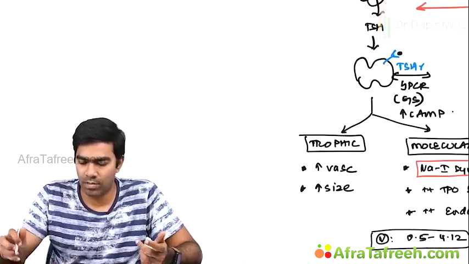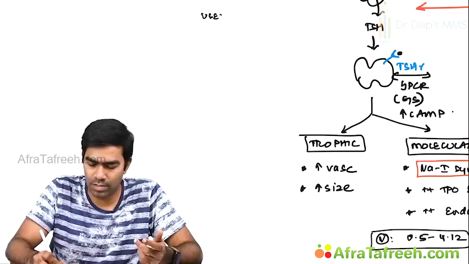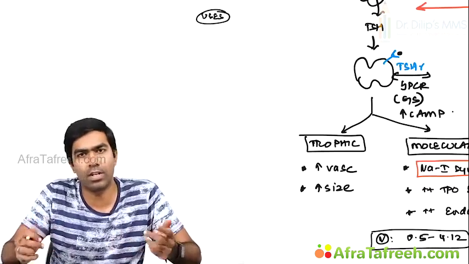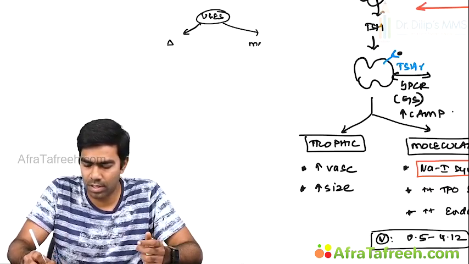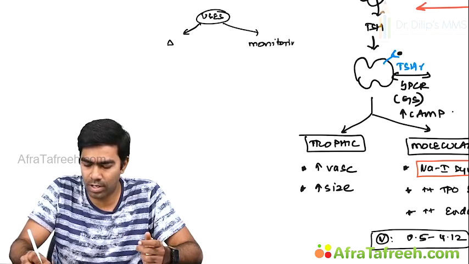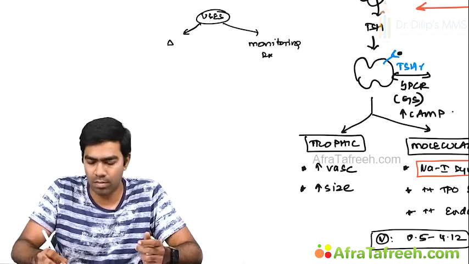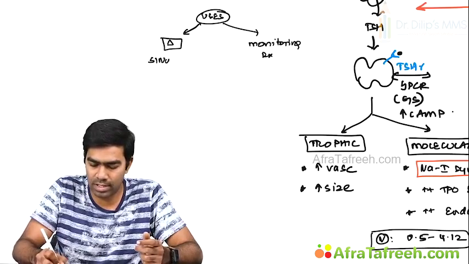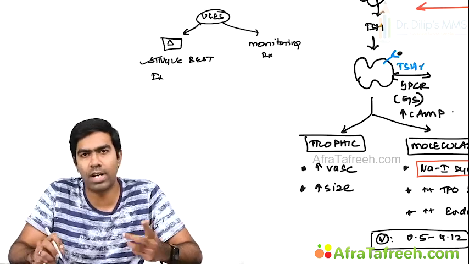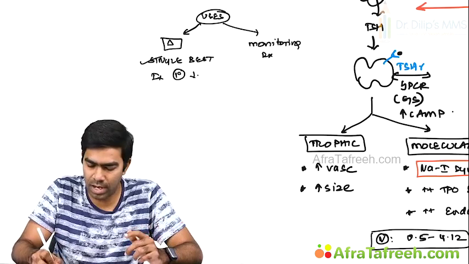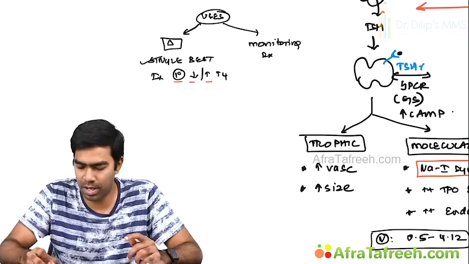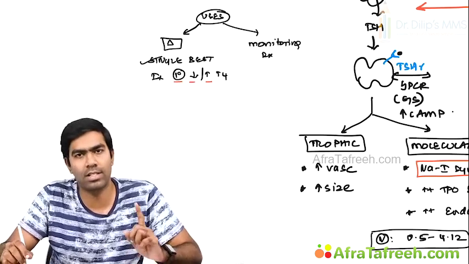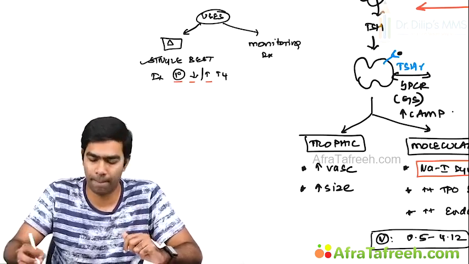So what are the advantages of TSH? What are the uses of TSH? Where are the places where you're going to use this TSH? Remember, TSH can be used for diagnostic purposes. TSH can also be used for monitoring therapies. For diagnosis, it is considered the single best investigation for diagnosing primary hyperthyroidism as well as hypothyroidism. For primary hyper and hypothyroidism, TSH is considered the single best investigation of choice.